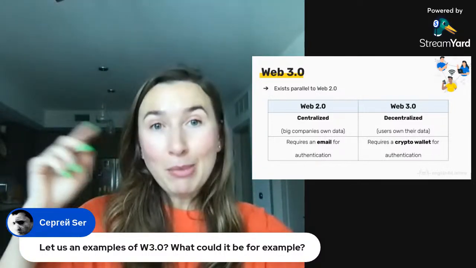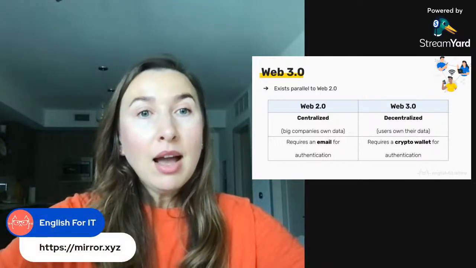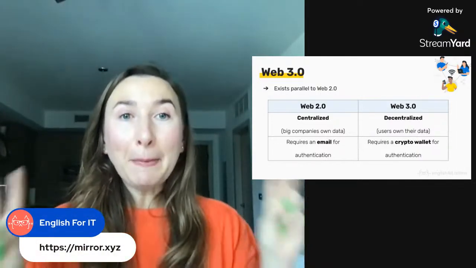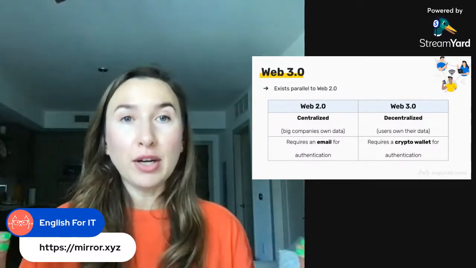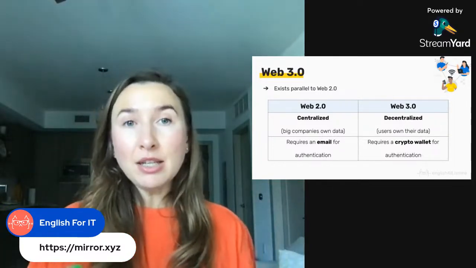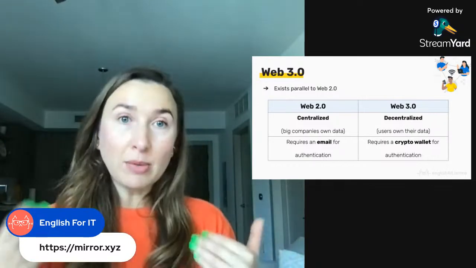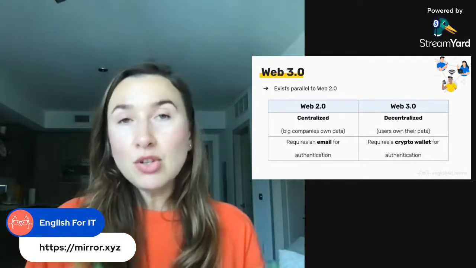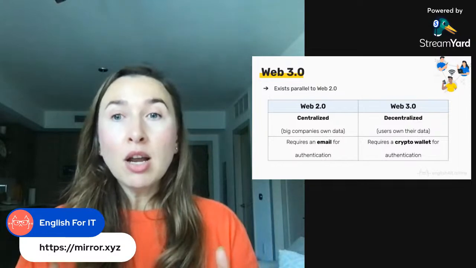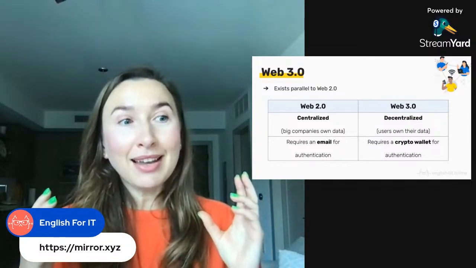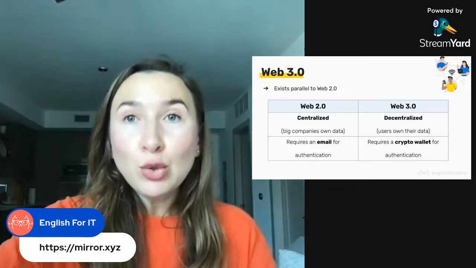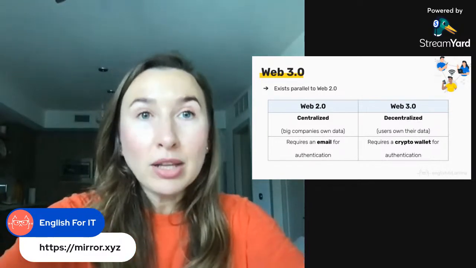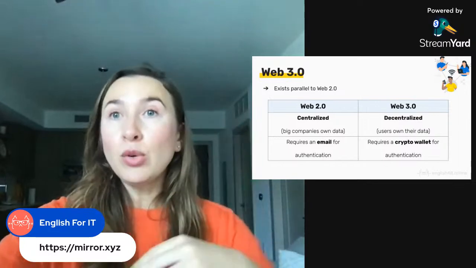Yeah, so for example, Mirror, it's a Web3 Medium. Yeah, it's a Web3 blogging platform. So what is the difference? Like I told you, on Medium, if you want to start writing, you have to create your account using your email. On Mirror, you don't need an email to create your account. In order to create your account, you need your crypto wallet, and you connect with your crypto wallet.